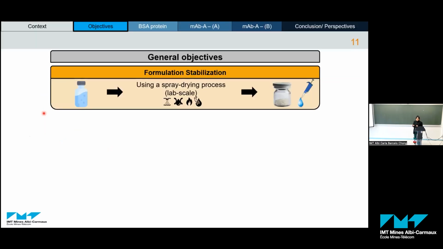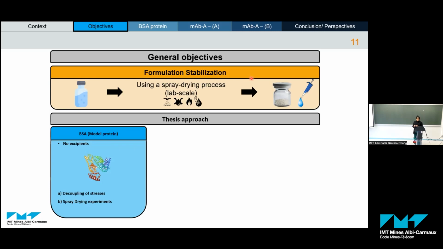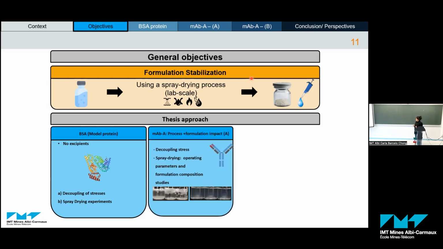What we want to do is to go from a liquid formulation, using a spray drying process at lab scale and measuring the different stresses that are present on the protein aggregation, to finally produce a spray dried powder that, when reconstituted, is in a stable form. The thesis approach for this is divided in three main parts. The first one corresponds to the study of the model protein in a formulation without excipients, doing the decoupling of stresses during the spray drying process, as well as the study of the spray drying per se.